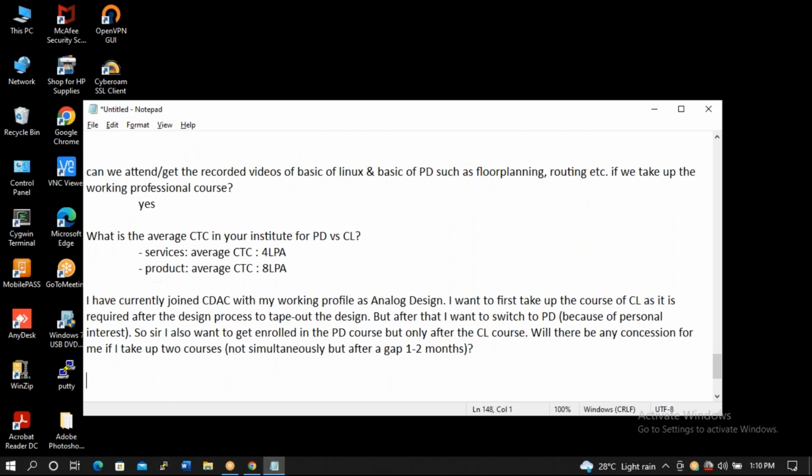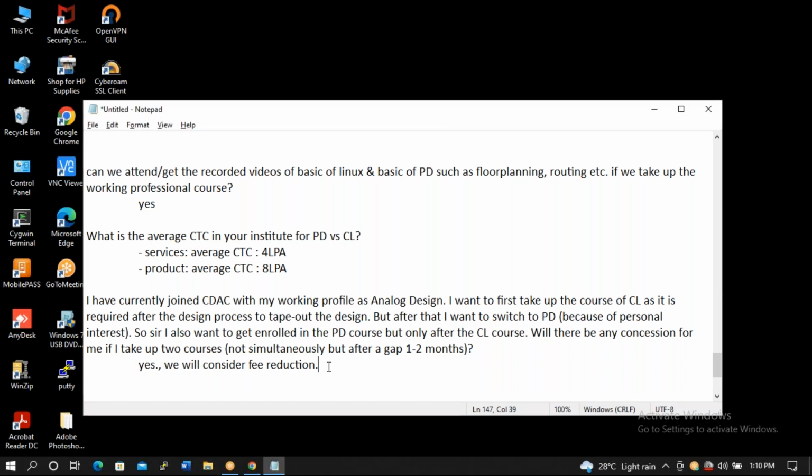Next, I have currently joined CDAC with my working profile as analog design. I want to take up the custom layout course as it is required after the design process to tape out the design. But after that, I want to switch to PD because of personal interest. So, sir, I also want to get enrolled in the PD course, but only after custom layout. Will there be any concession for me? Yes, there will be a concession. If someone takes 2 courses, there will be a fee reduction, of course.